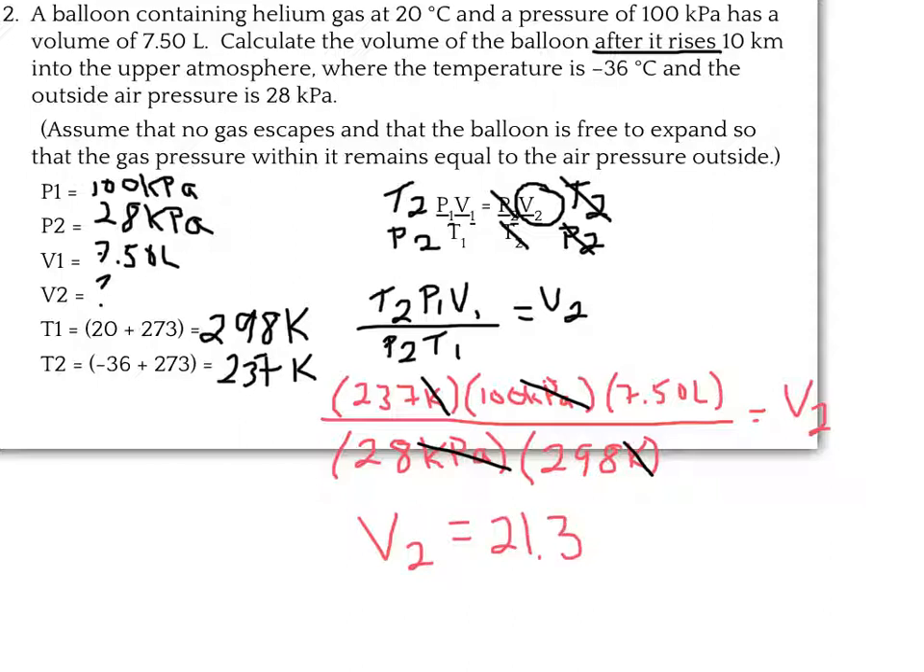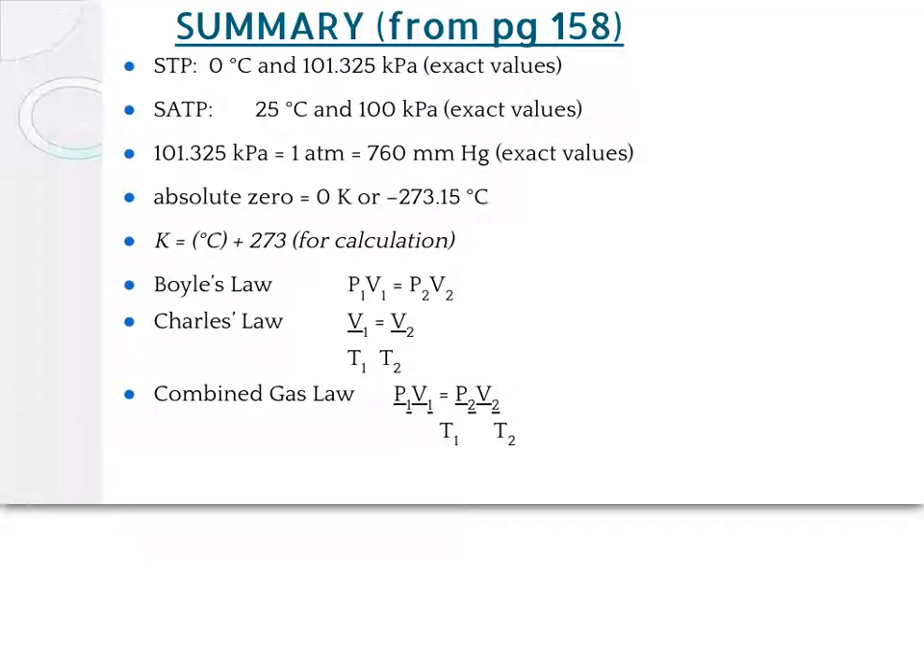If I go back and look at my significant digits, that's in liters, I'm going to disregard temperature. I have 3 for pressure, 2 for pressure, 3 for volume. So I'm going to keep 2 because my pressure is 2, so I have 21 liters. That's my final answer. This slide is a summary, and I've gotten it from page 158.